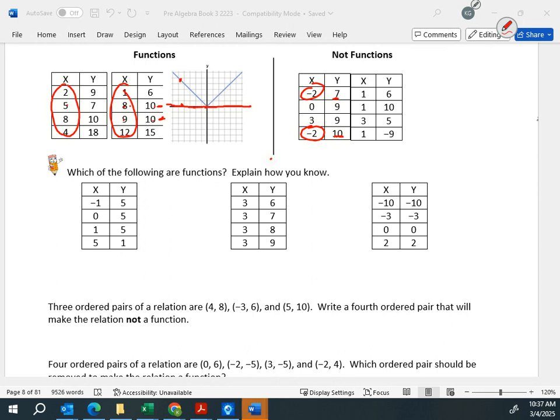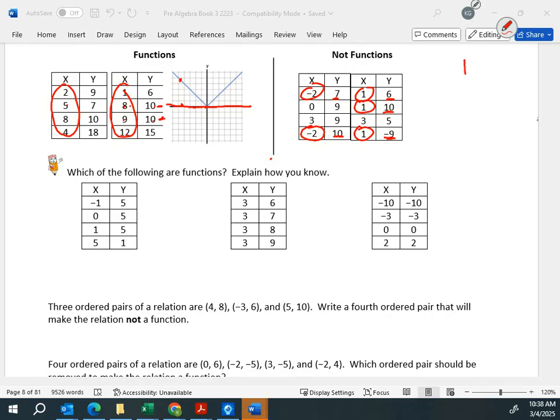Not a function. Here, I have 3 1s for the x's, and they all have a different y. I can't have 3 birthdays. I would love to have 3 birthdays, because I love me my birthday week. But that won't work. Not a function.